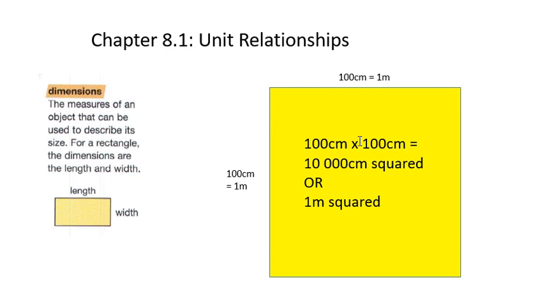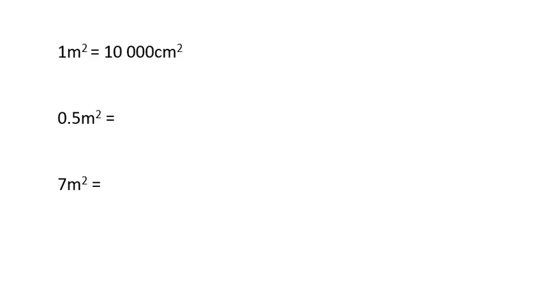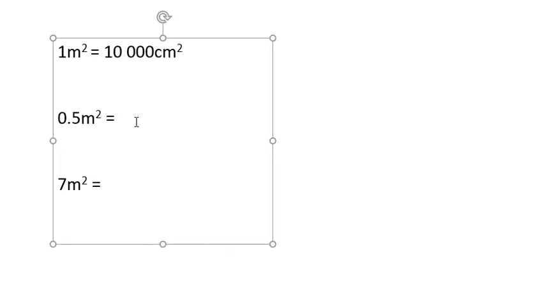So keeping in mind that 1 meter squared is 10,000 centimeters squared, we can now move on to trying a few questions. I've labeled it right here. 1 meter squared is 10,000 centimeters squared. So my next question: what is the area in centimeters squared of 0.5 meters squared?